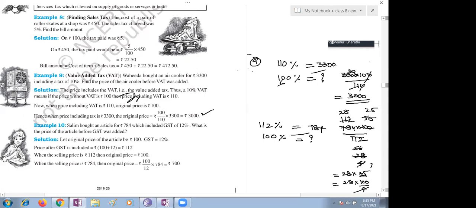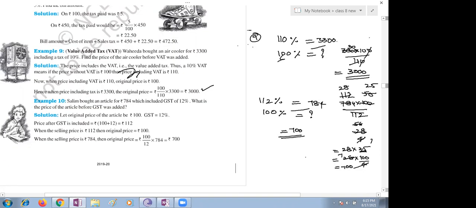For 1, how many times 28? For 4, how many times 28? 7 times 28. So just write it as 700. Just think and do the calculation; it is an easier method.